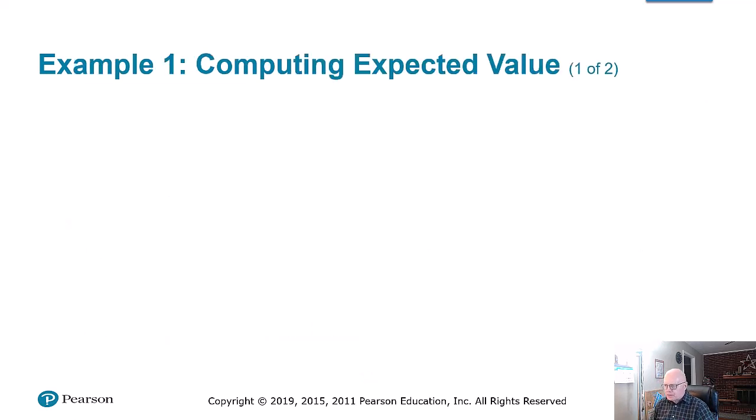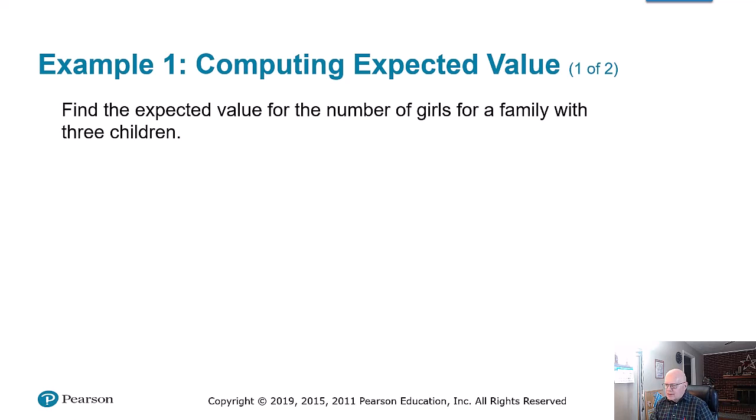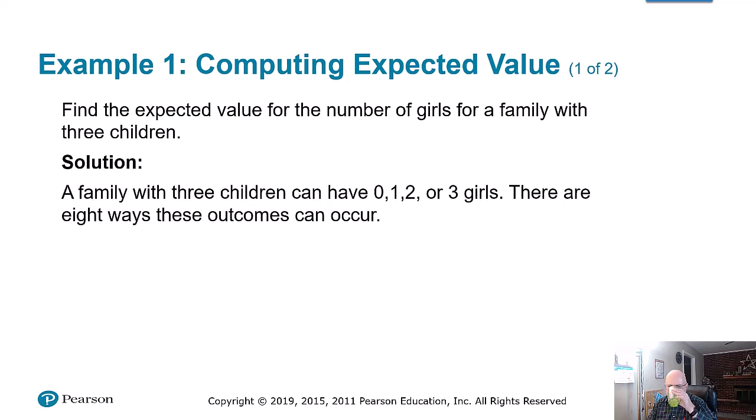All right, let's do this. Let's use as an example the expected value for the number of girls for a family with 3 children. First of all, 3 children, you can have 0, 1, 2, 3 girls. 8 ways that can happen. Consider it like flipping a coin. There are 8 ways you can get a result of flipping the coin 3 times.